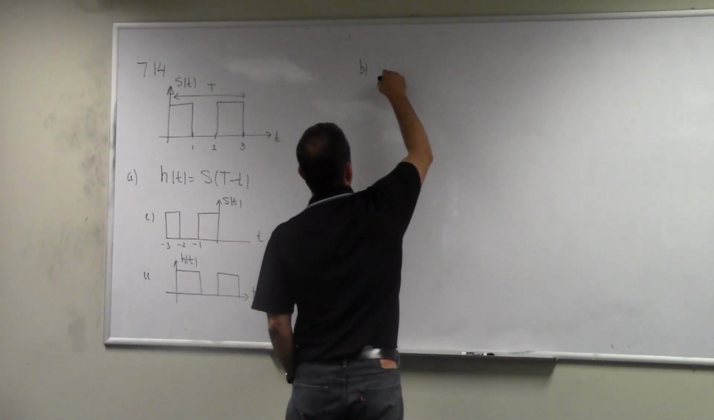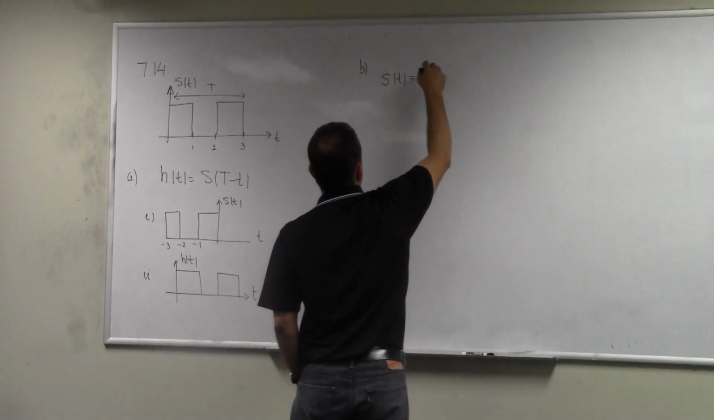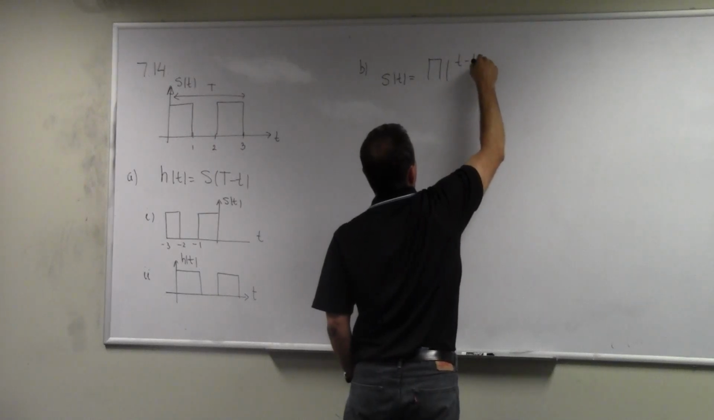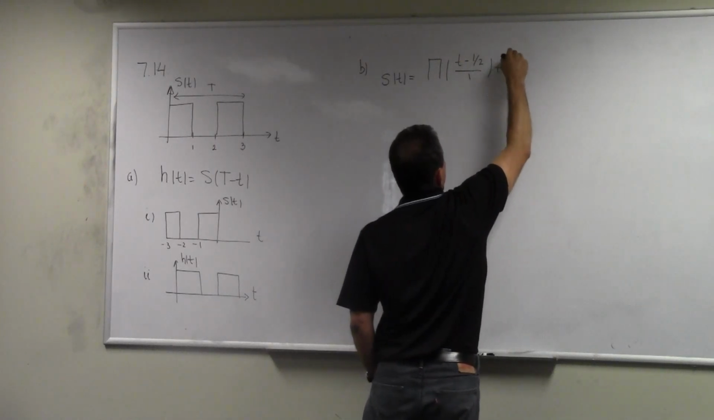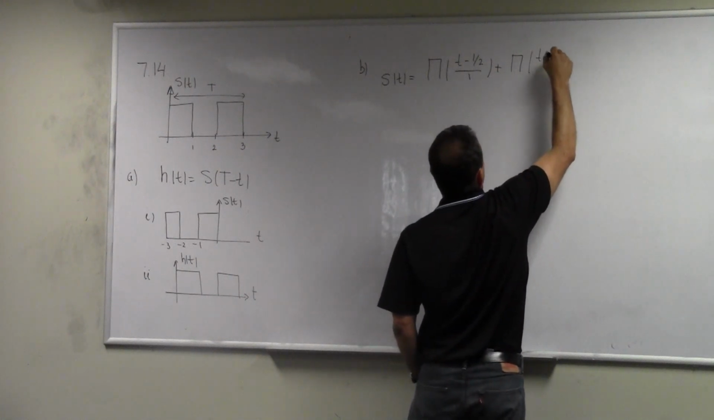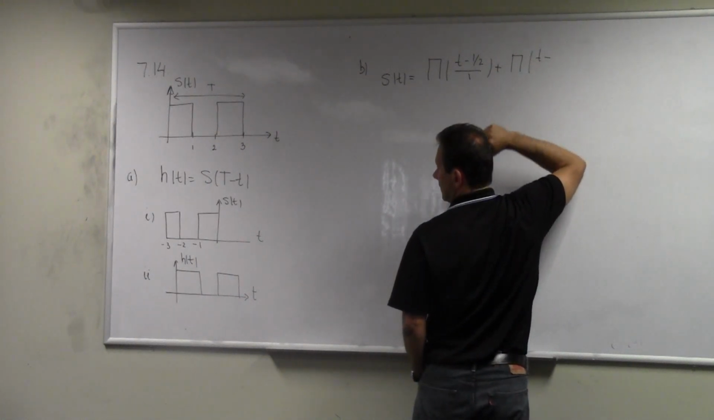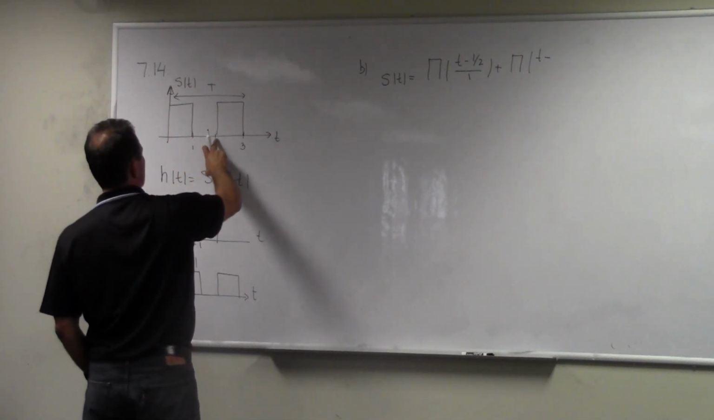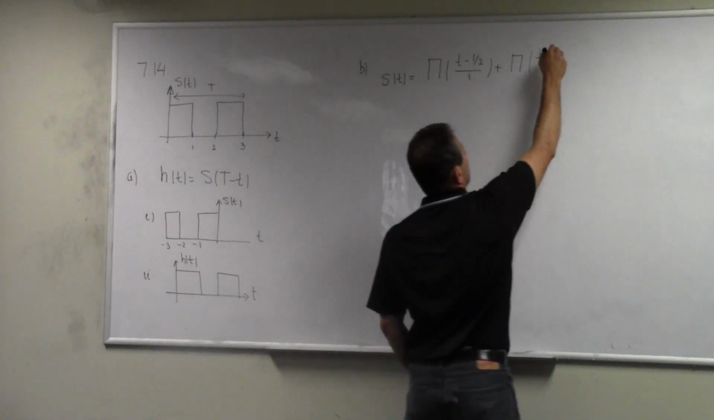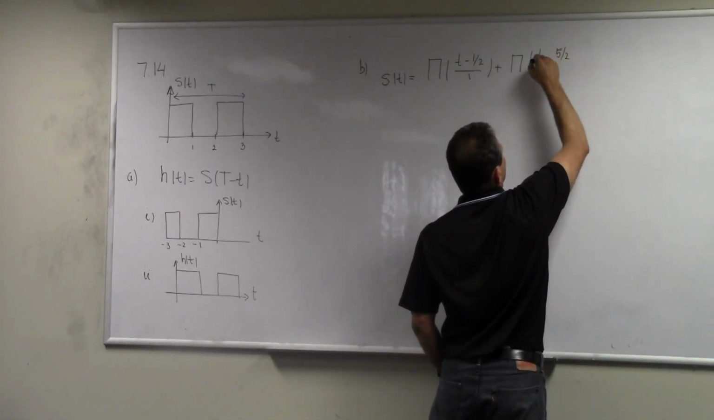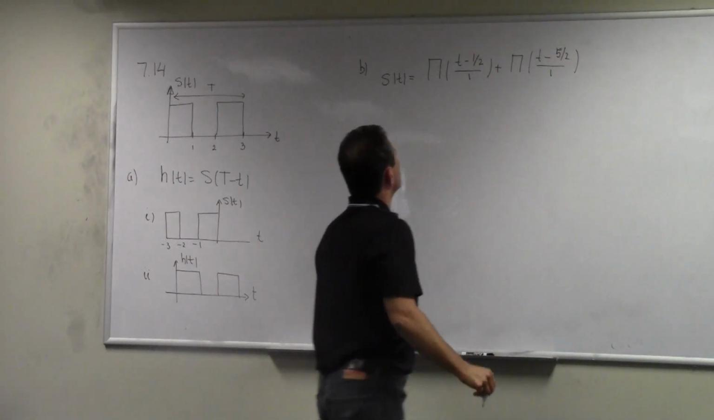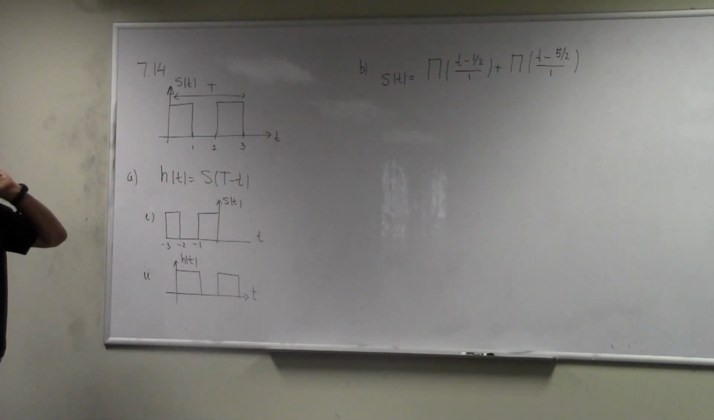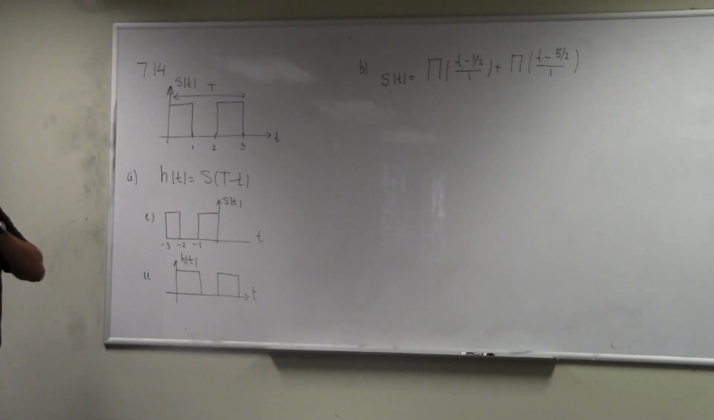I'm going to say S of T is going to be pi of T minus 1/2 over 1 plus pi of T minus, what is this? This is 2 halves, 4 halves, 5 halves, right? T minus 5 over 2 over 1, right? So that's my S of T expressed in terms of the pulse.